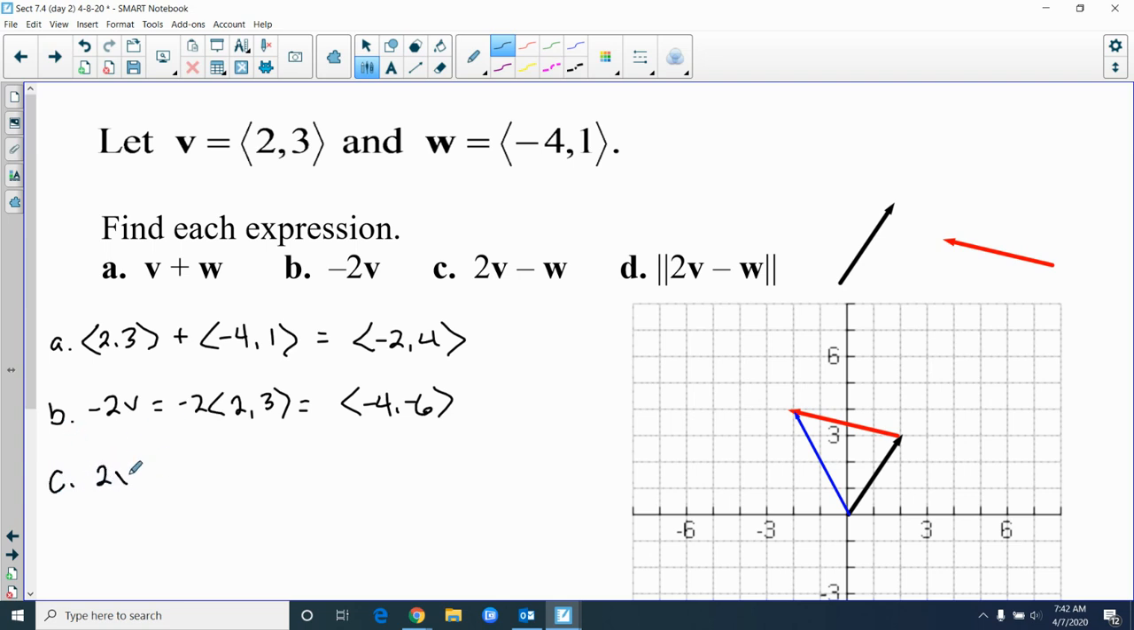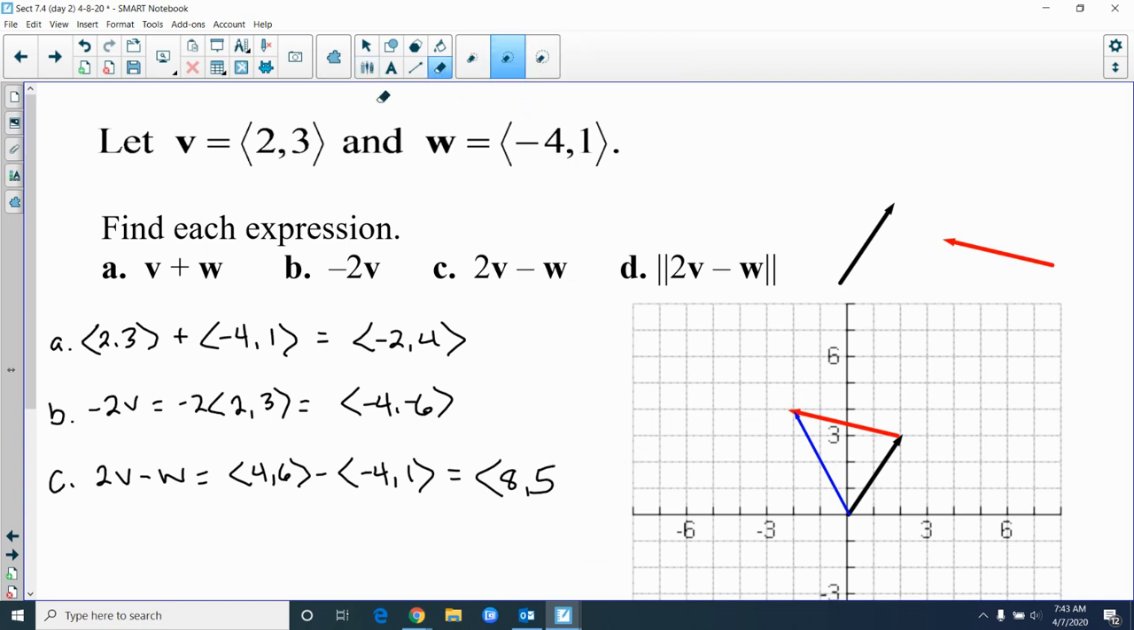C, 2 times vector v minus w. Well, 2 times v, you're just going to double those. That's going to be the vector 4, 6, minus the w, which is negative 4, 1. Then we end up with 4 minus negative 4. Be careful there. That's going to be positive 8. And then 6 minus 1, which is 5. Whoops, you do not use a parenthesis. That is not correct. Make sure it is that bracket.